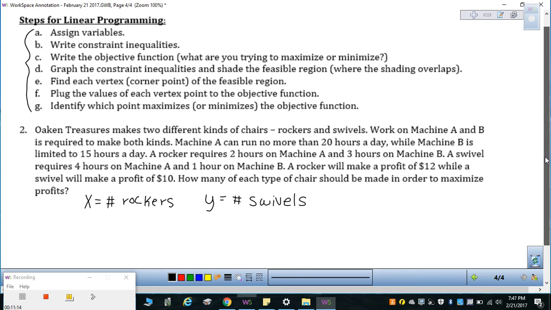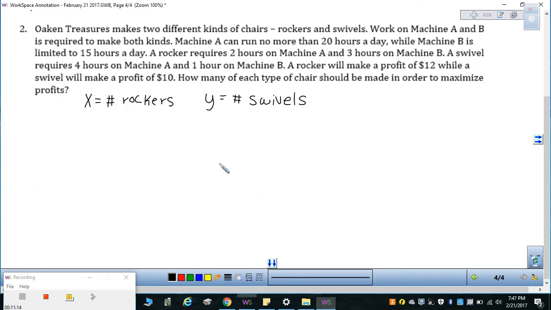Okay, thinking about our constraint inequalities, we want to think about some things that we are limited by in this problem. All right, so we have machine A and machine B. We have to work on both machines to make both chairs. And right here, it tells us some of our limitations. Machine A can run no more than 20 hours a day. Machine B is limited to 15 hours a day. So we're going to have a constraint for machine A. We'll have another constraint for machine B.